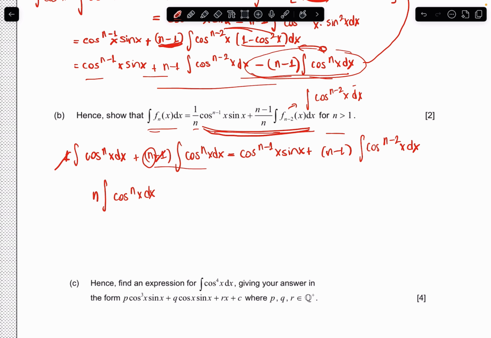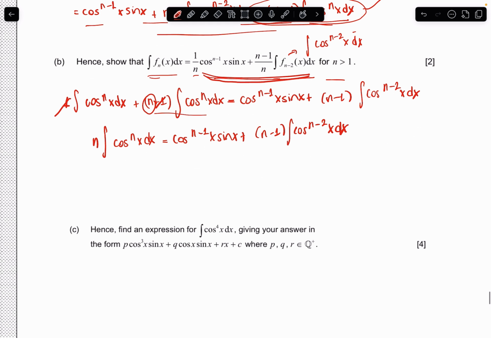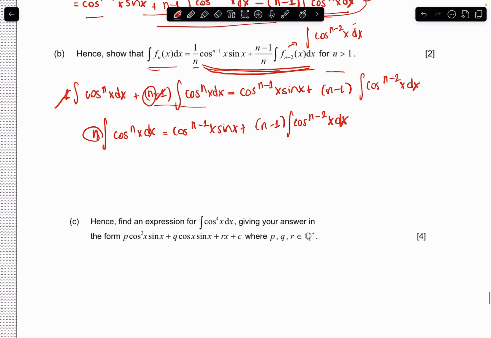The 1's go away. I am left with n integral cosine nx dx, which equals cosine n minus 1 x sine x plus n minus 1 integral cosine n minus 2 x dx. As you can see here, in order to get rid of the n that I have here, I'll have to divide this side by n.